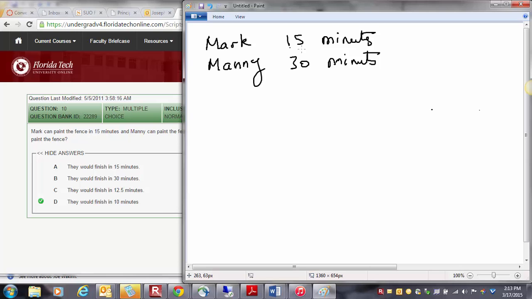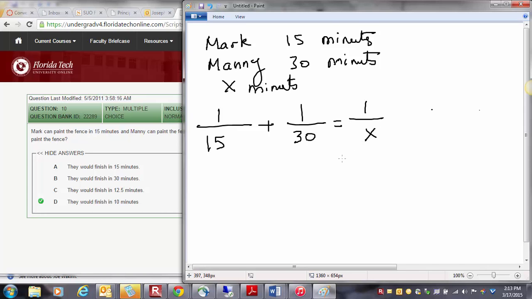So again, if Mark can paint the fence in 15 minutes, then in 1 minute he will paint 1/15th of the whole fence. If Manny can paint the whole fence in 30 minutes, then in 1 minute she will paint 1/30th of the fence. What if X minutes takes them both to paint the fence, then 1 over X of the whole fence will be painted in 1 minute.